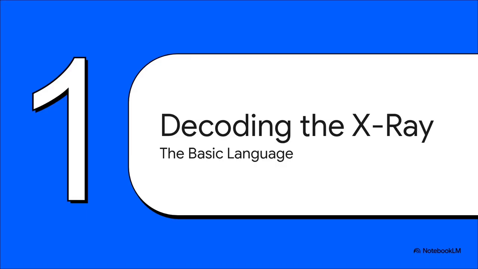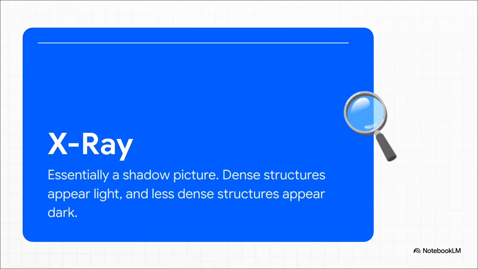Okay, so first things first. We have to learn the basic language of X-rays. And trust me, it's way simpler than you might think. The easiest way to think about an X-ray is that it's just a picture made of shadows. Really dense stuff in your body, like your bones or a metal filling, they block the X-ray beams, so they show up as white spots. But the less dense things, like your gums or just the air in your sinuses, the beams go right through them, and that creates the dark areas on the image.